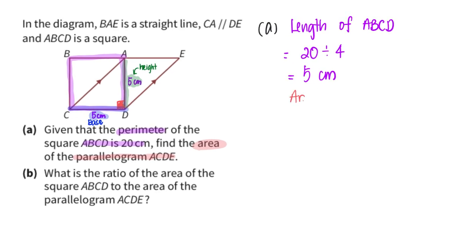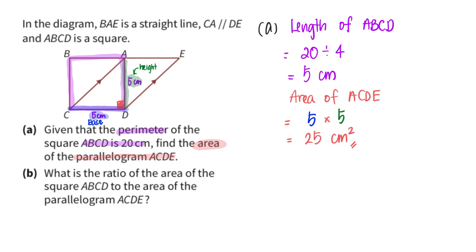So in this case, area of ACDE is therefore equal to, base is 5, height is also 5, to give me 25 cm square.